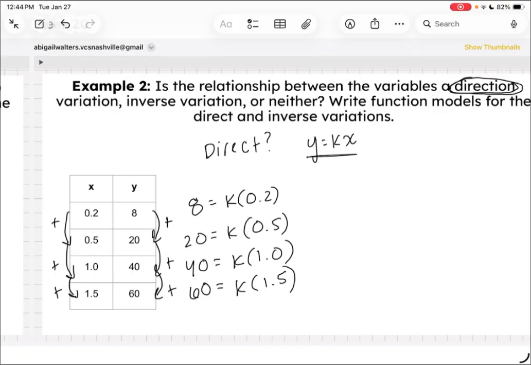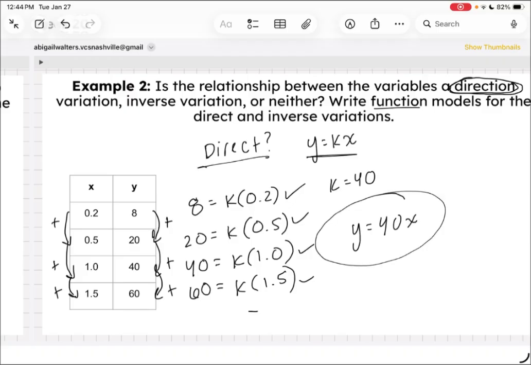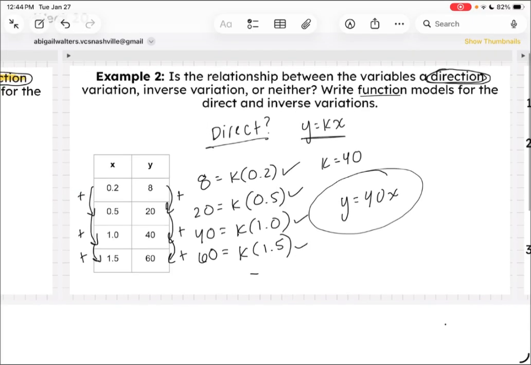If there's a k that works for each one of these equations, that means it has a direct variation. If I were to solve for k in each of these, I would get k equals 40. Now we're going to write our equation, our function rather. So y equals 40 times x, and this is a direct variation. As one increases, the other is also increasing.